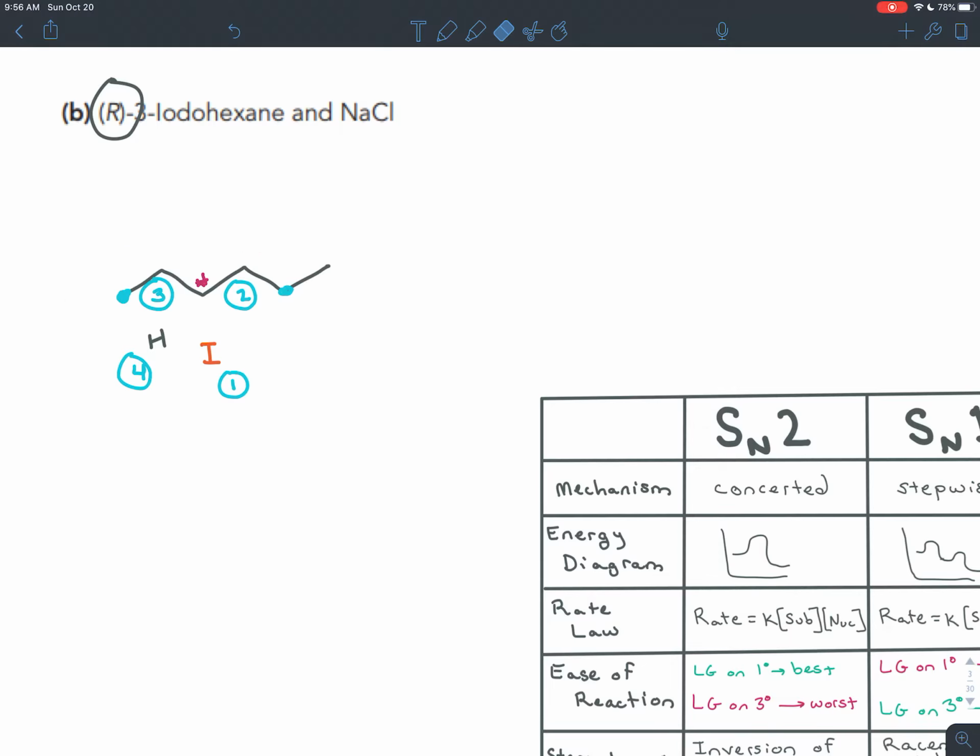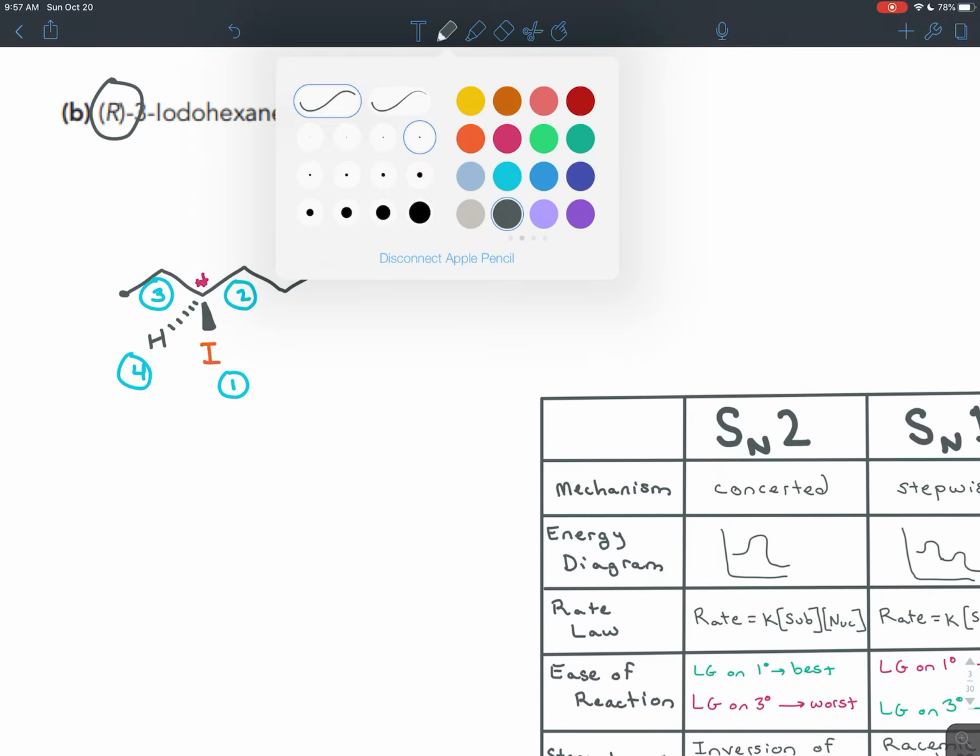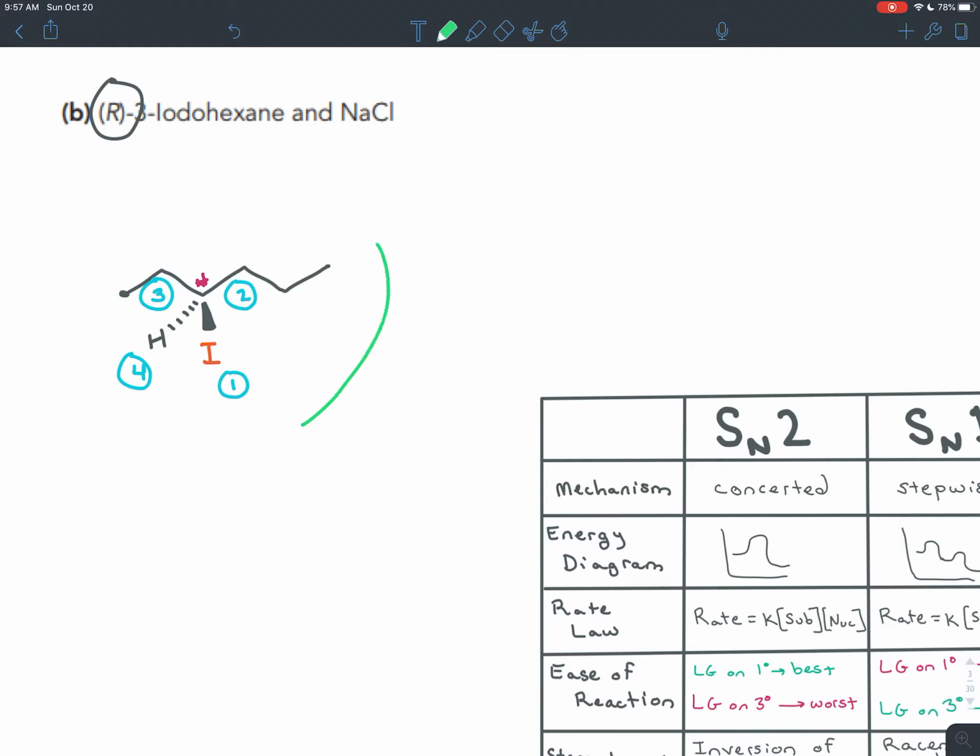Now let's just try something. What if hydrogen's going away? Let's just try that. If that doesn't work, then we'll switch it. But what if hydrogen's going away? Does that give us R? Well, you'd go from 1 to 2 to 3. That's counterclockwise, so you'd think it would be S. 4 is pointing away, so that would be S. Well, that's not what we want. We want R.